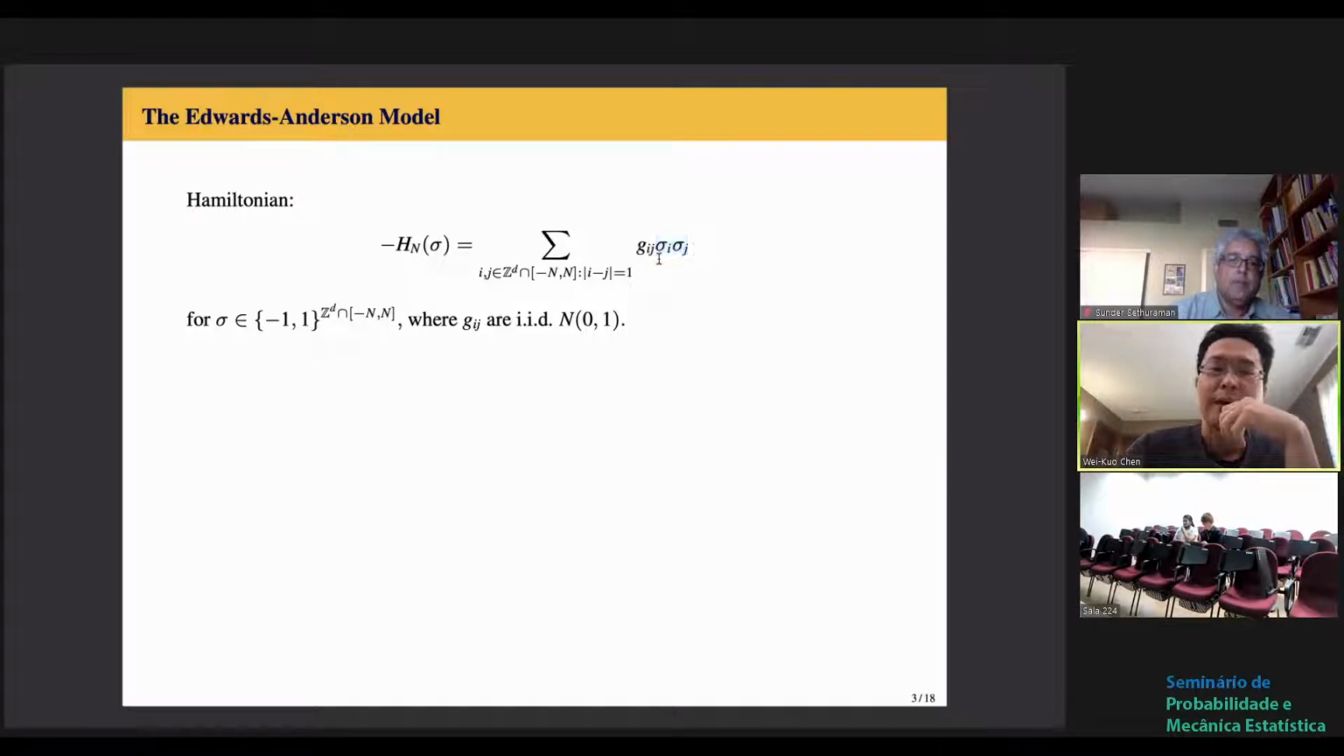Now what I mean by disorder is simply that I'm going to put randomness in front of the interaction for every pair, and these g_ij are i.i.d. standard normal.